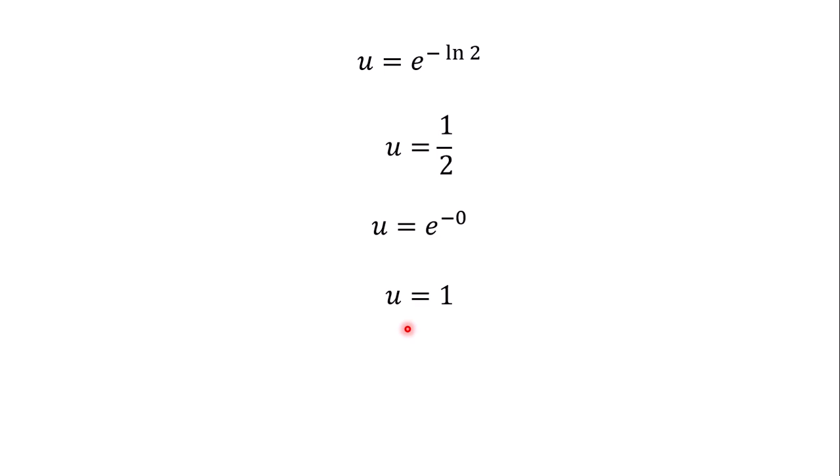Alright. Now the values for natural log of 2 and 0 in the u world are 1/2 and then 1. Okay, so now let's completely enter the u world.